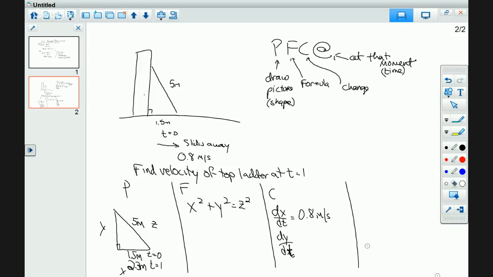Now, at that level, this is time 1, right? At time 1, what is x? We already got it. What is z? It's always fine, thankfully. And what is y? Figure that out, right? Go calculate y. Pythagorean theorem.